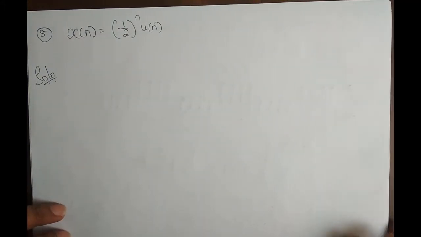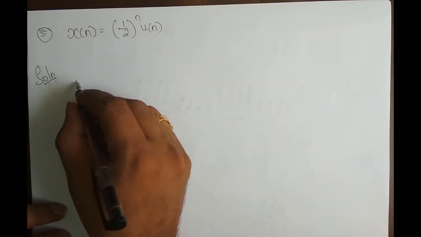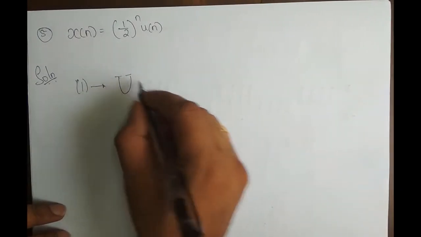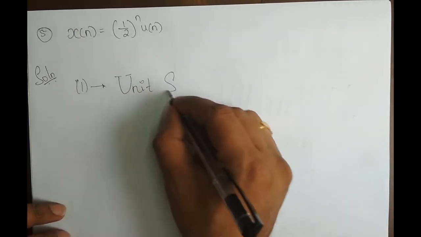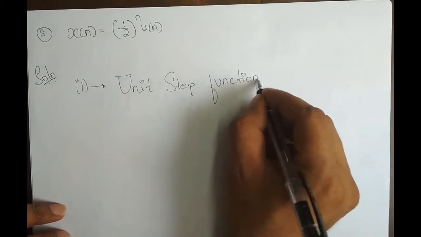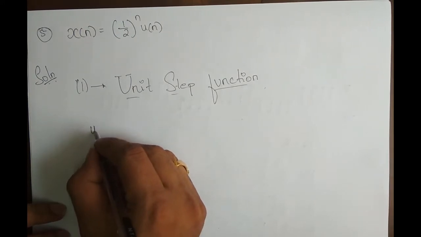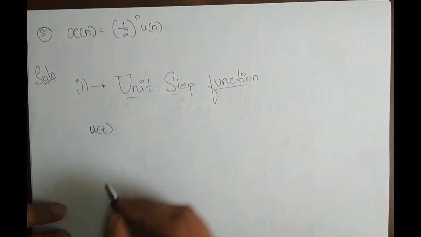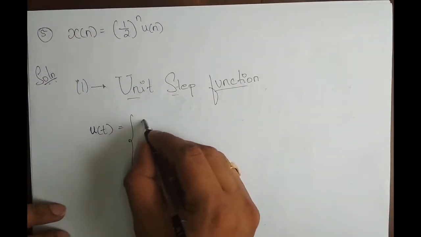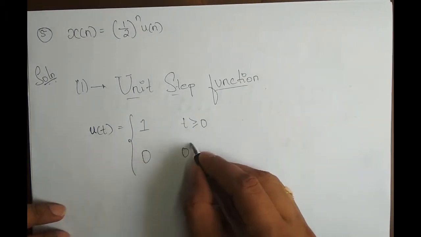Before we take up this problem, we have to discuss two things here. The first one is the unit step function. So what is a unit step function? The unit step function is defined with a small letter u of t, for a continuous time signal. Small letter u of t is equal to 1 for t greater than or equal to 0, and equal to 0 otherwise.